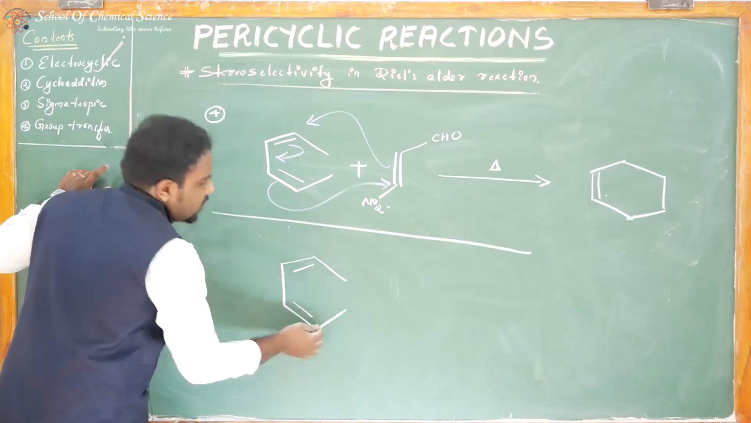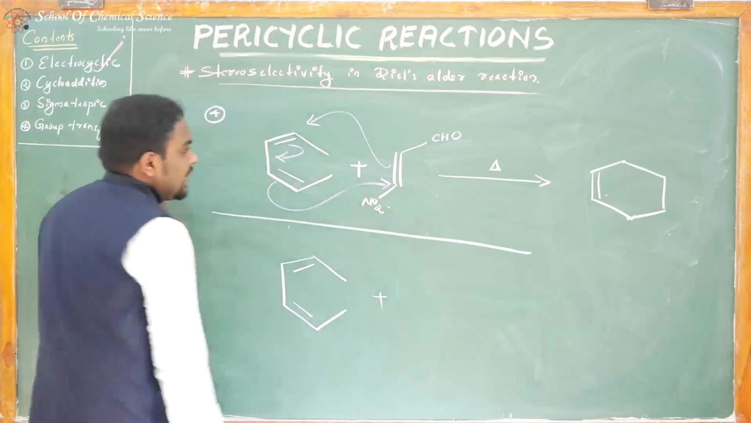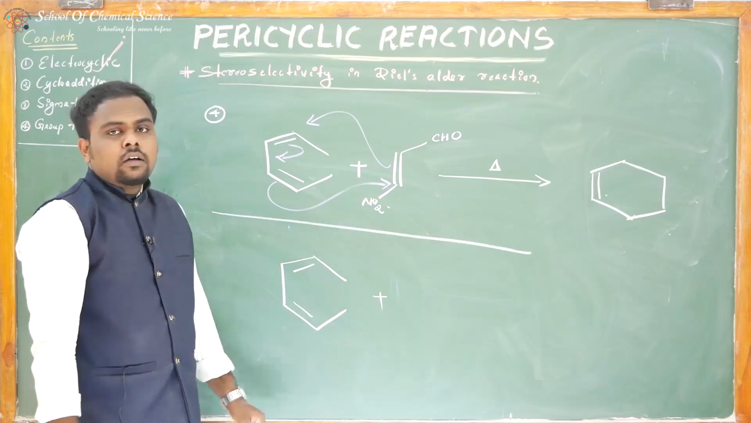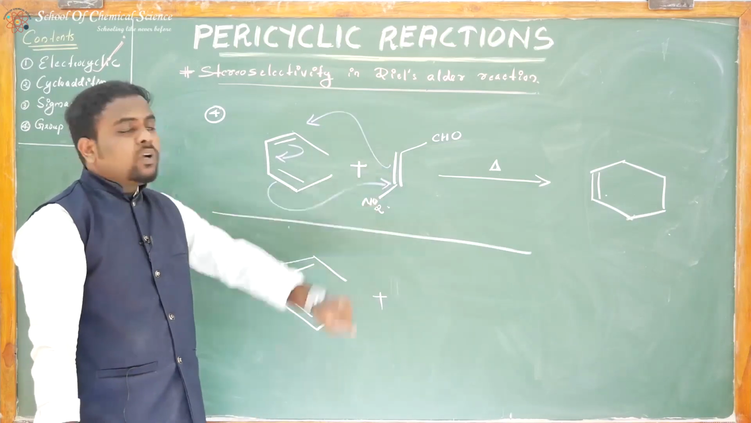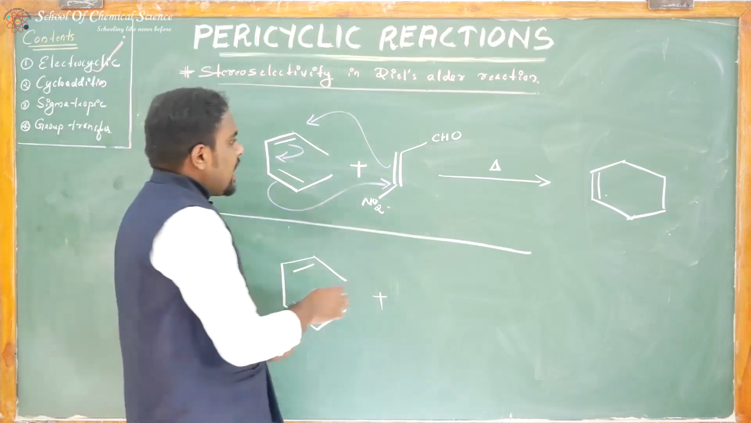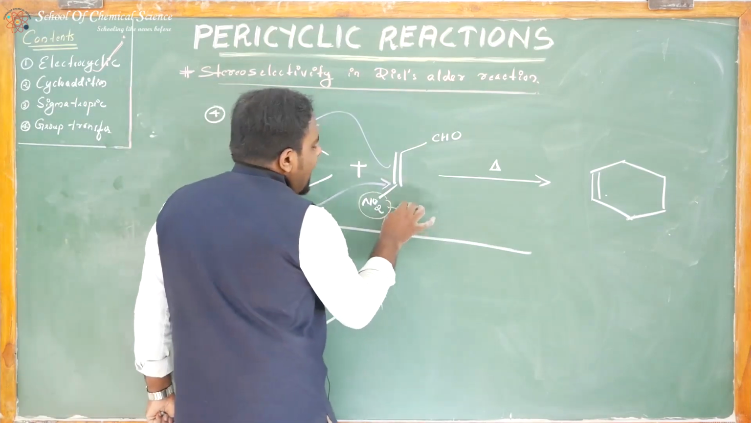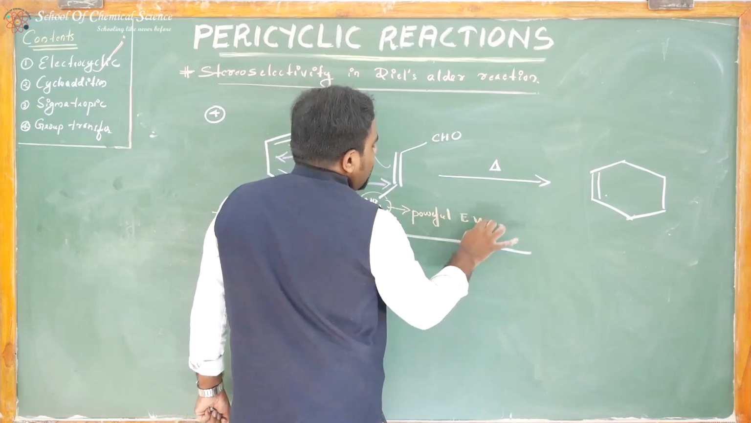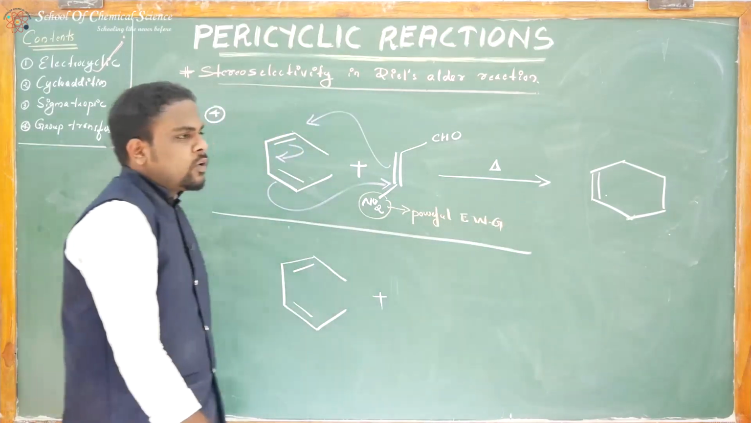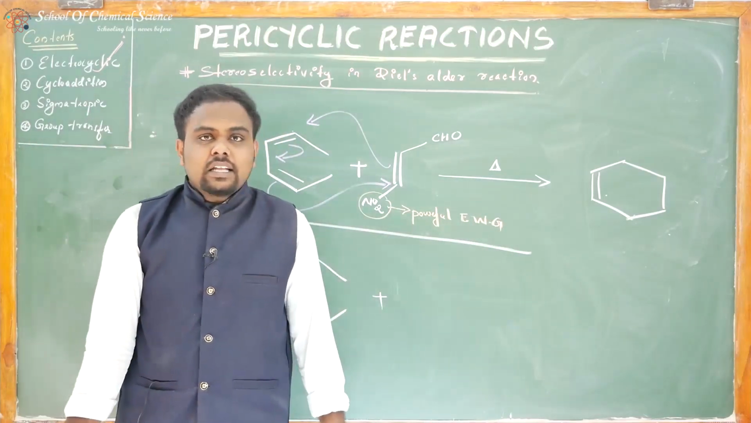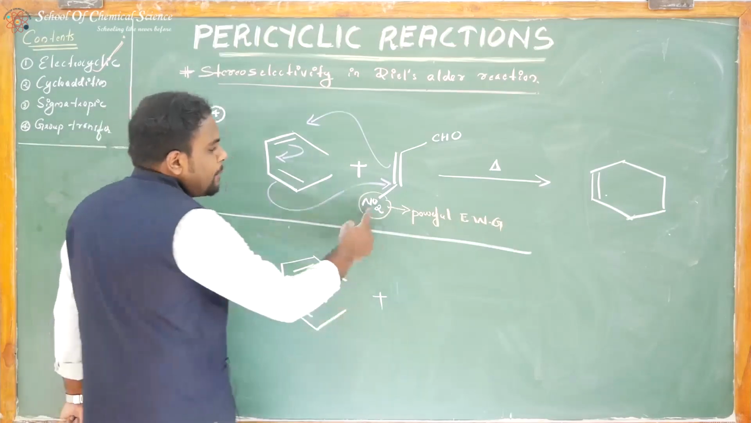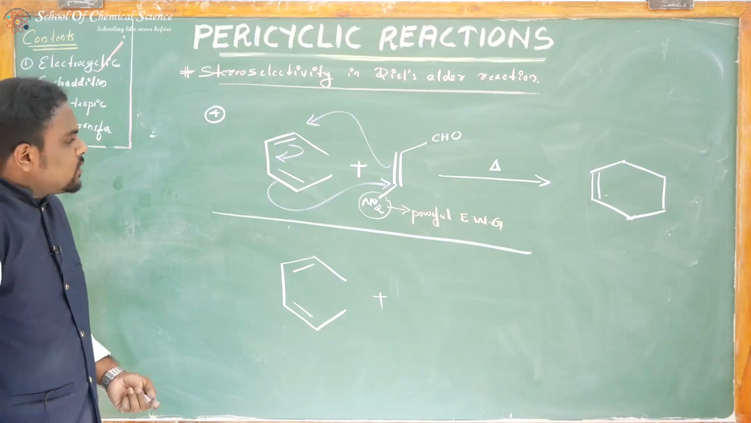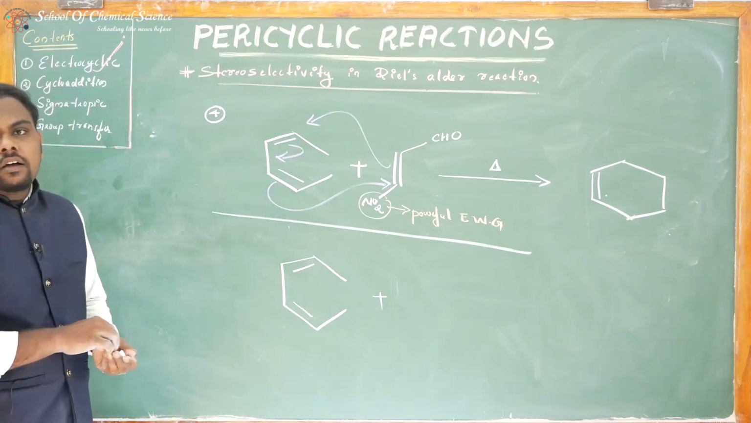This is the arrangement of two methyl groups. Then the electron withdrawing group of the dienophile will be more close to the diene. Here two electron withdrawing groups are there, NO2 and CHO. But NO2 is the powerful electron withdrawing group. The strength of electron withdrawing groups we will study in the GOC section, General Organic Chemistry section. Okay, so NO2 is a powerful electron withdrawing group. So NO2 will be more close to the diene.